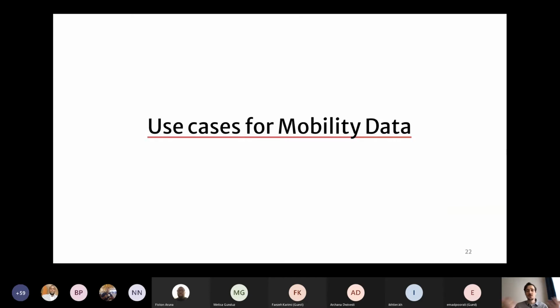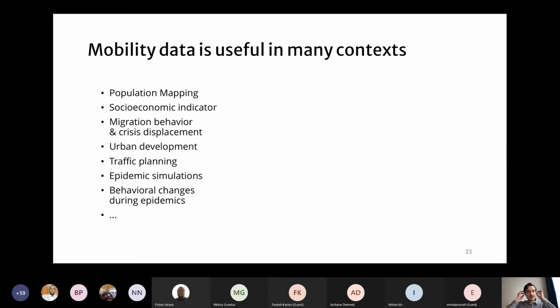So this was now a walkthrough of the main data sets that are out there. And now I want to talk about some specific use cases for mobility data. So what can we actually do and why is it useful? What I want to highlight is that mobility data is useful in a lot of different contexts. Basically, every phenomenon that is tied to the movement of humans, or human mobility, can in some way be illuminated through mobility data. And I just want to go briefly through a few of these areas where mobility data is used.